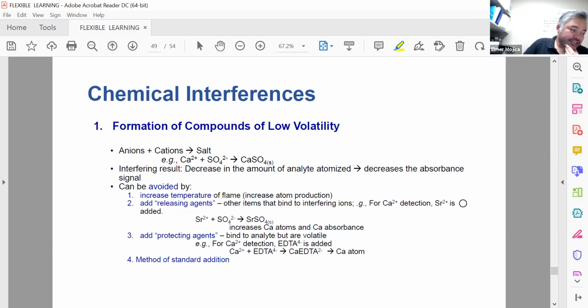You can also add, we could say, protecting agent. Okay. So the protecting agents, they bind to the analyte, but they are still volatile. Like for instance, for calcium detection, you can use EDTA. So calcium plus EDTA gives you the calcium EDTA complex. And then that can be converted to calcium atom. And last but not the least, maybe you can do a method of standard addition.